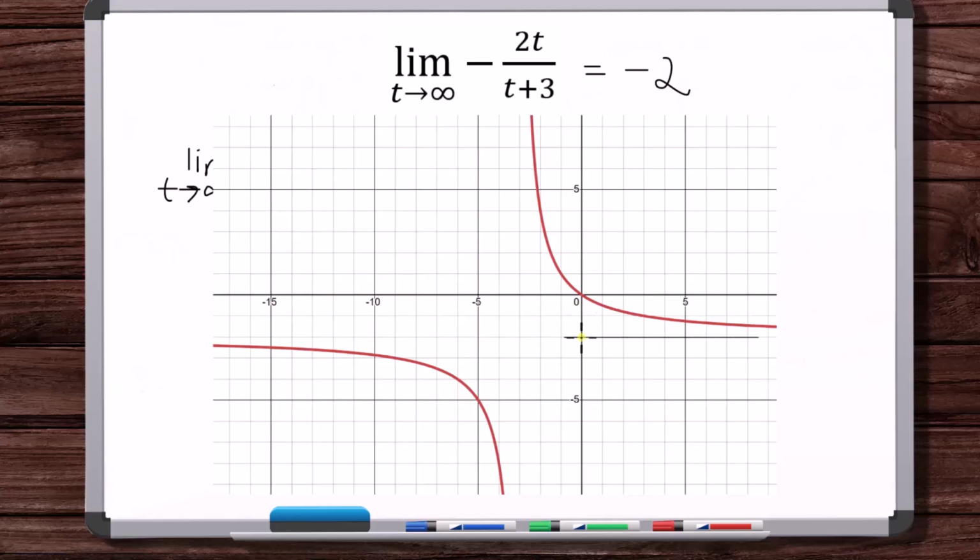As t goes to infinity, the function approaches minus 2. But it also looks to be the case that as t goes to negative infinity, the function is also approaching minus 2.